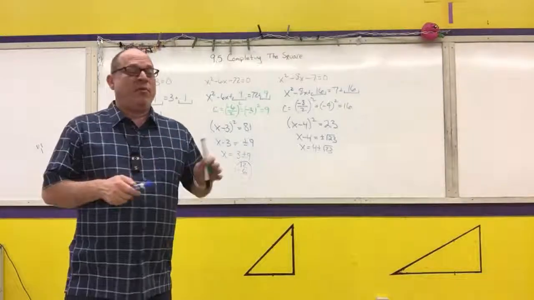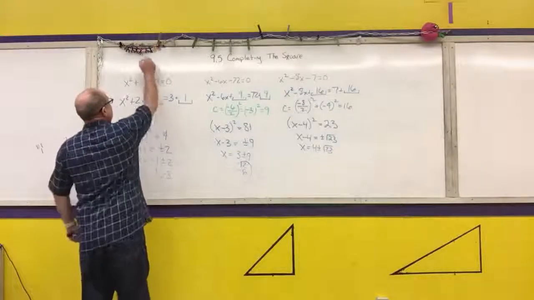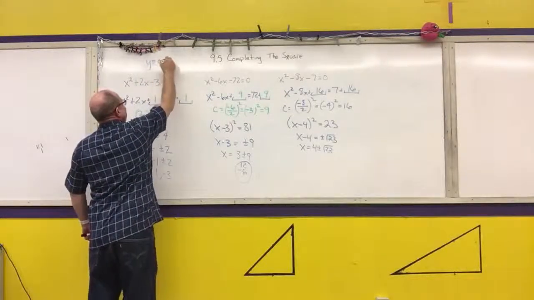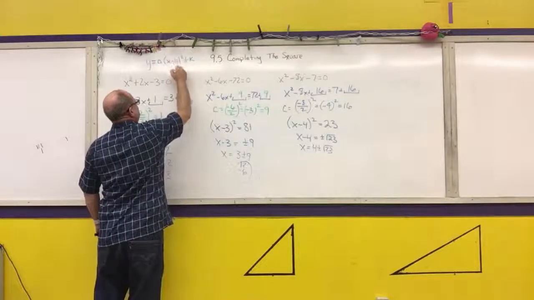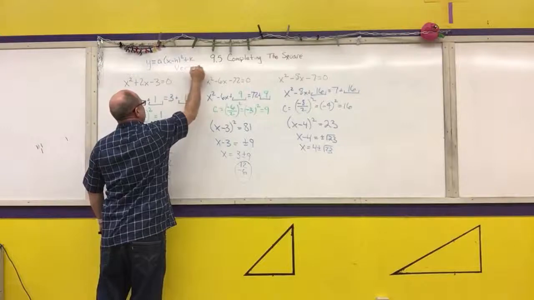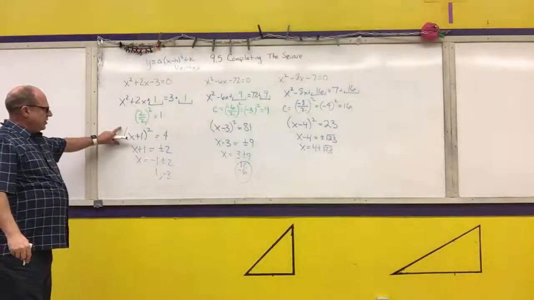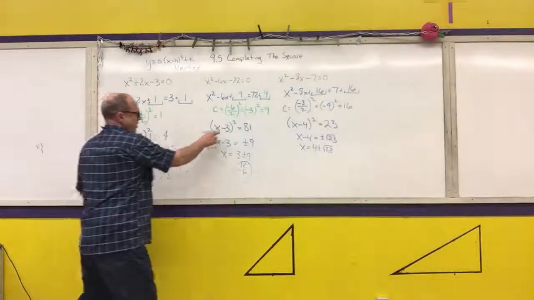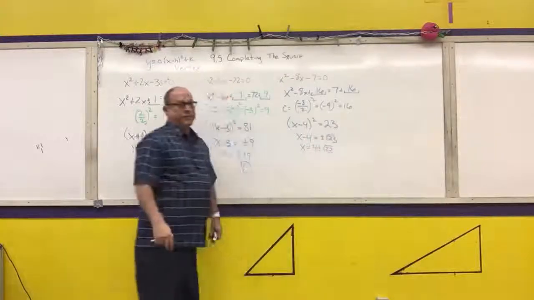Now, one thing I want to point out: when I did the overview of Chapter 9, we said that if I had an equation y equals a, x minus h squared plus k, that was called vertex form. Notice that this is very, very close to the vertex form once I'm at this step here. X plus 1 squared equals 4, x minus 3 squared equals 81, x minus 4 squared equals 23.